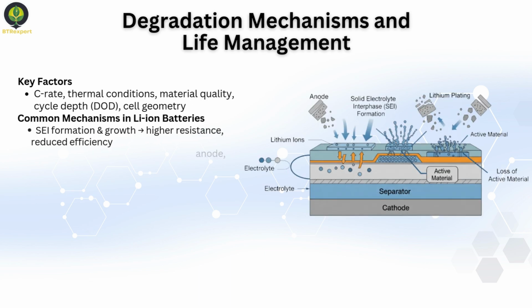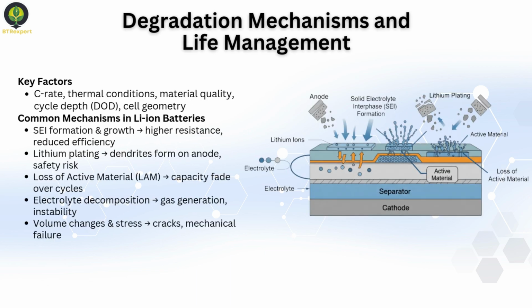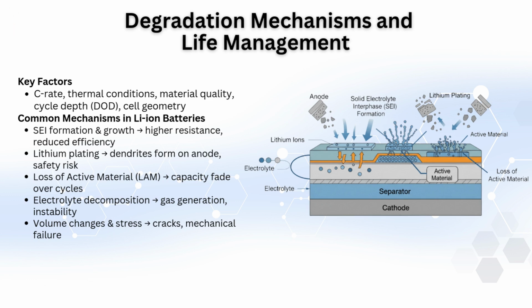Battery degradation is caused by multiple interacting factors. These include high C-rates, poor thermal management, material quality, and cycling depth. In lithium-ion batteries, the most common degradation mechanisms are SEI layer formation, lithium plating on the anode, loss of active material, electrolyte decomposition, and mechanical stress due to volume changes. These processes reduce efficiency, cause capacity fade, and increase safety risks. Understanding these mechanisms is key to designing strategies for longer battery life.